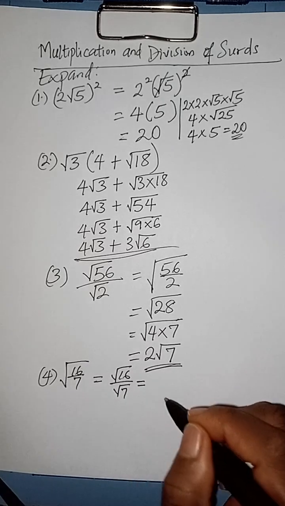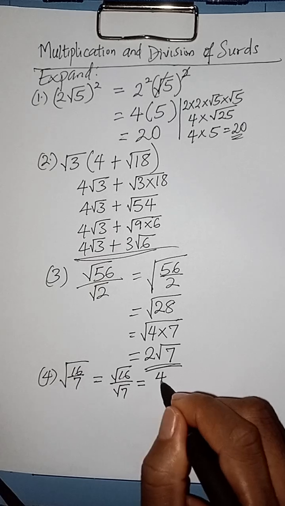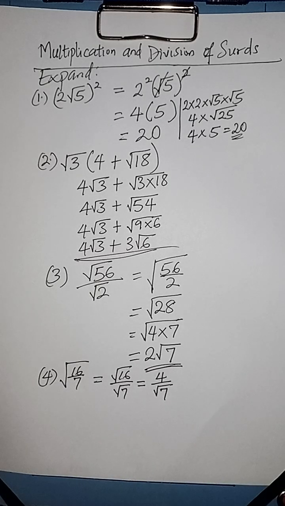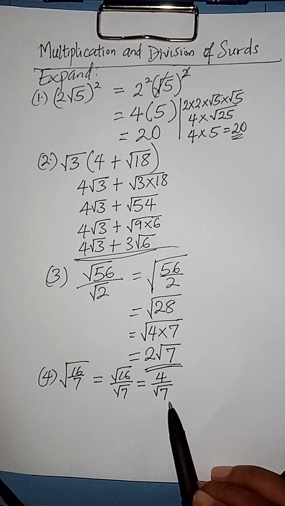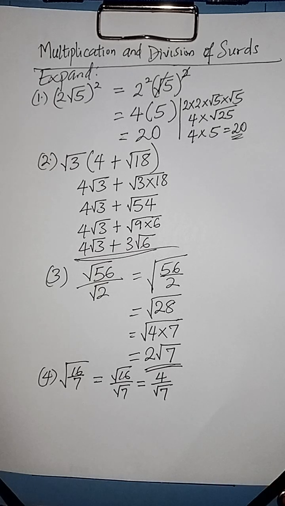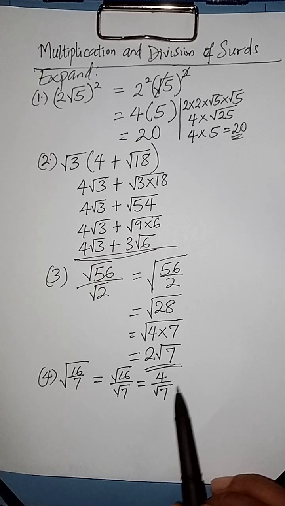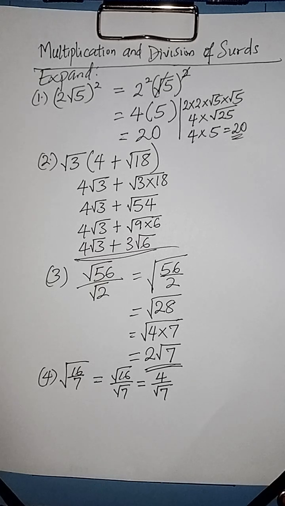Now this is a tricky one. Let's look at it. Square root 16 is 4 over square root 7. But now you cannot leave your answer in this form because when you solve surds, you're expected to leave your answer in rational denominators. But this is an irrational denominator. What that means is this. Your denominator should never have the surd or the square root when you finish solving it. So how do we take away the square root on the 7?